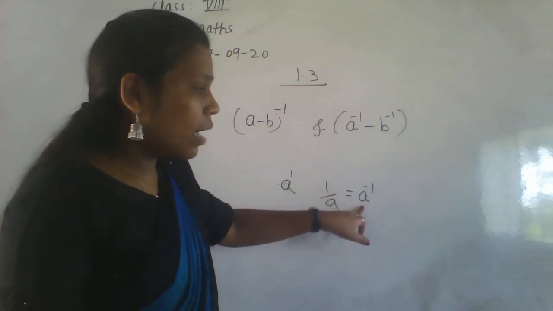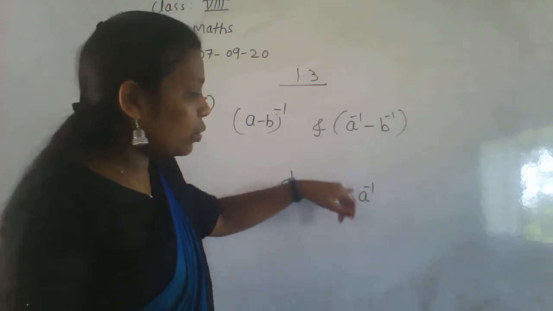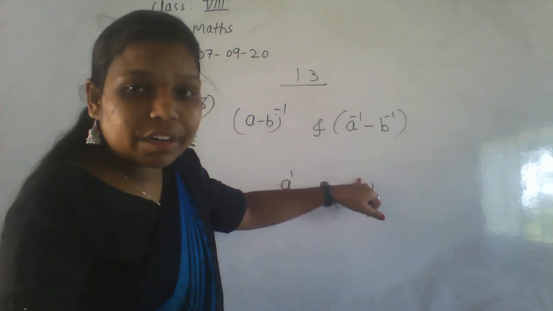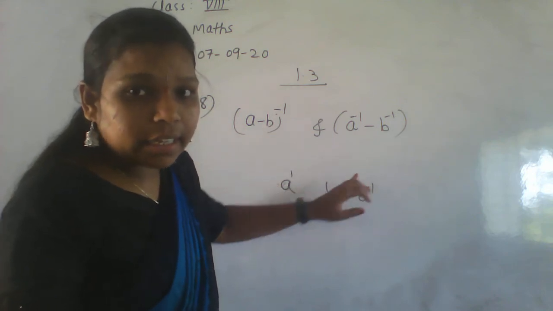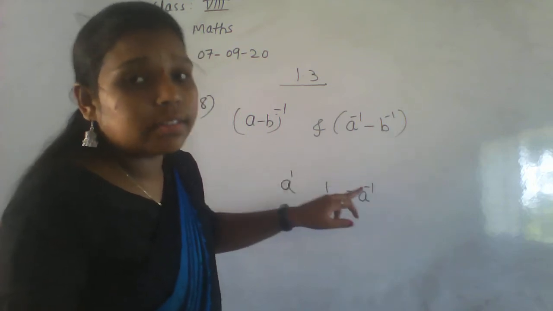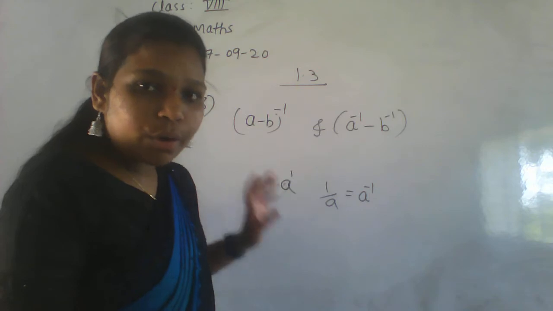Here it will become a to the power minus 1. It is going to the numerator, that's why it will get a negative power here. How to read this one? It is a inverse. A inverse. Like that we have to read here.